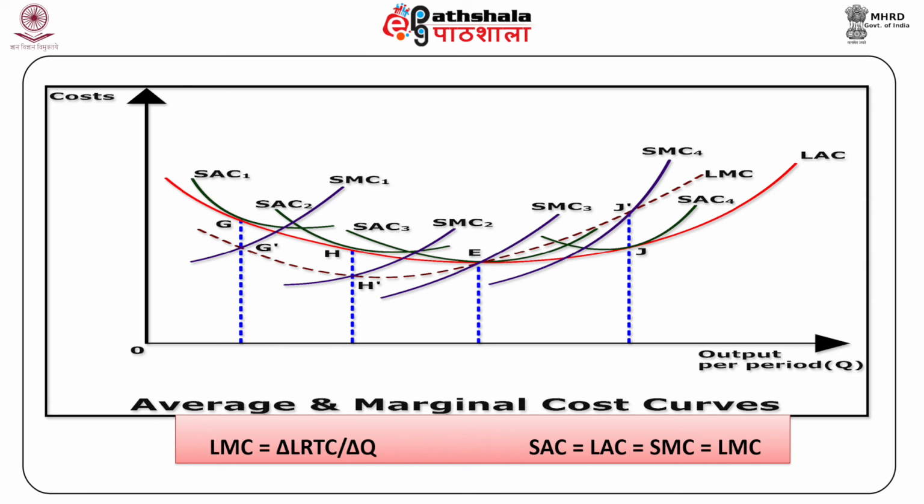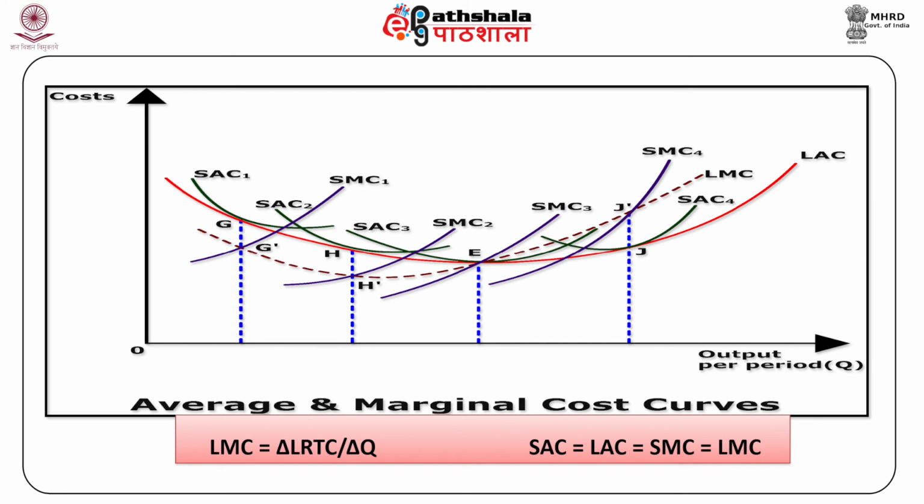In figure 5, we look at the process of deriving LMC from SMC. Figure 5 demonstrates average and marginal cost curves. The LMC curve is derived as follows. For each point of tangency between SAC and LAC, we get an output level, and the SMC for that level of output gives a point on the LMC. We get the LMC by joining all such points as shown in figure 5.